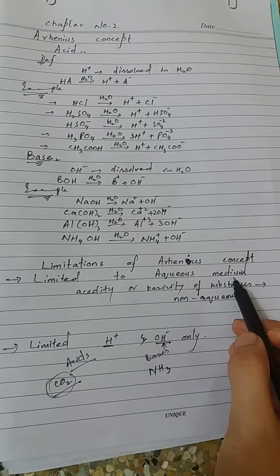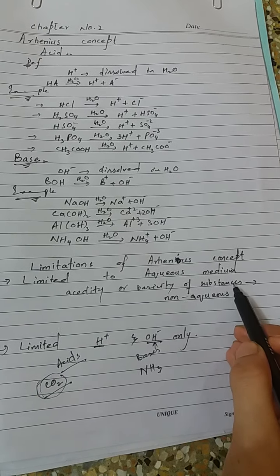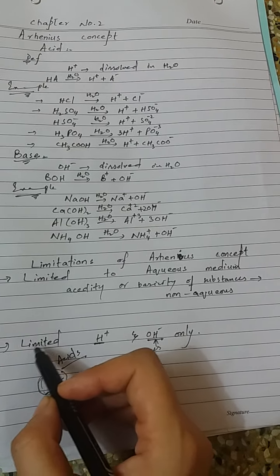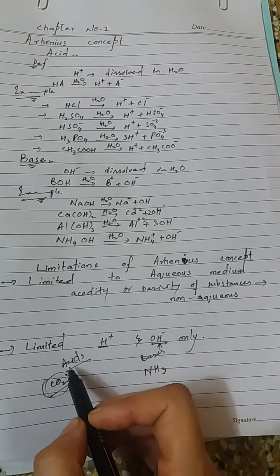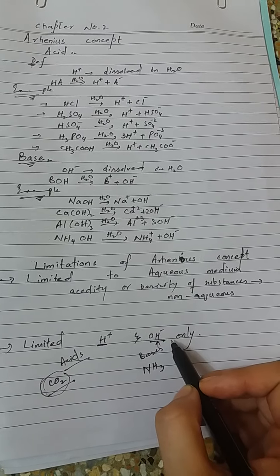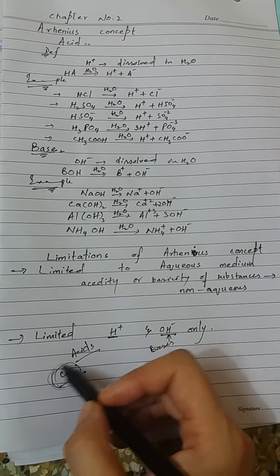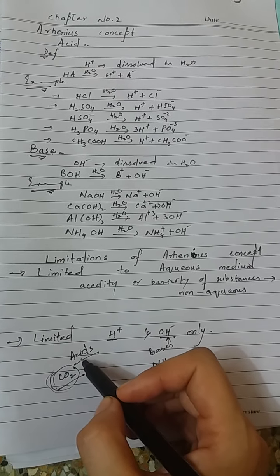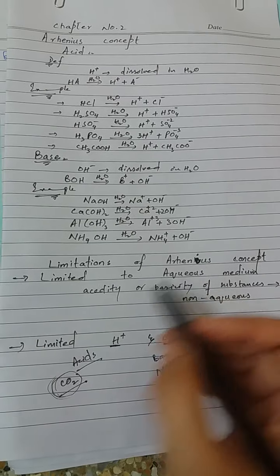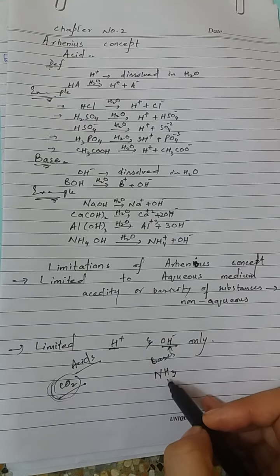Number one, it is limited to aqueous medium only, and it does not explain the acidity or basicity of substances in non-aqueous medium. And number two, according to Arrhenius concept, acids are limited to hydrogen ion only and bases are limited to the hydroxide ion only. And those species such as carbon dioxide are acidic in nature, but do not have any hydrogen ion. So here Arrhenius concept does not explain the acidic behavior of carbon dioxide or the basic behavior of ammonia.